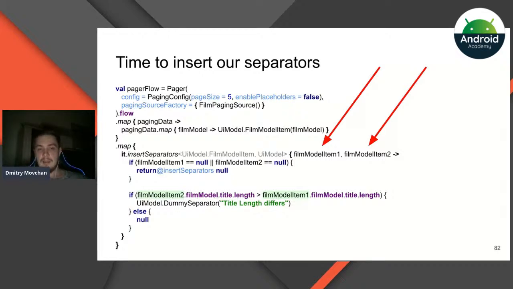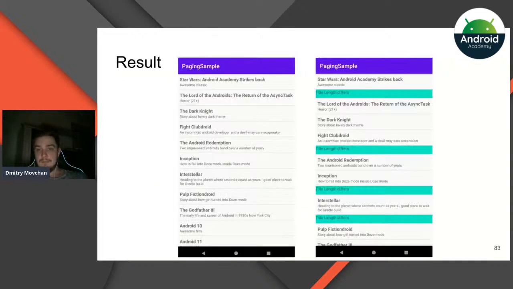But if our model 2 item title length is more than the title length of the first model item, then let's just insert the dummy separator with the text "title length differs". So if we run our application, we will see this. As we can see, if the next item has a bigger title than the previous one, then the separator will be inserted between them.